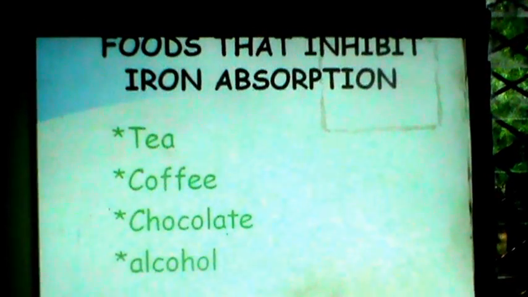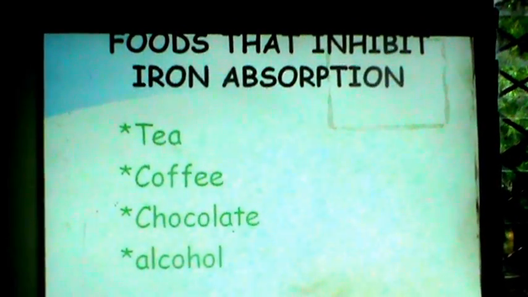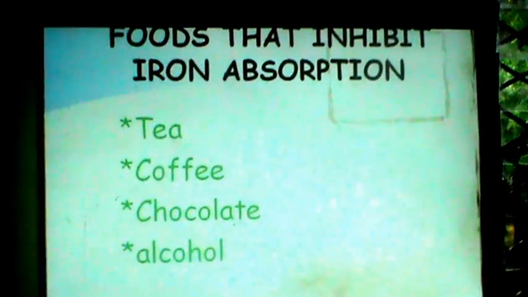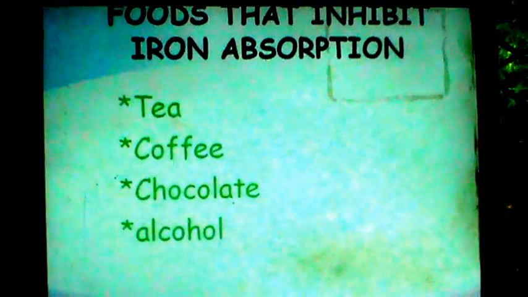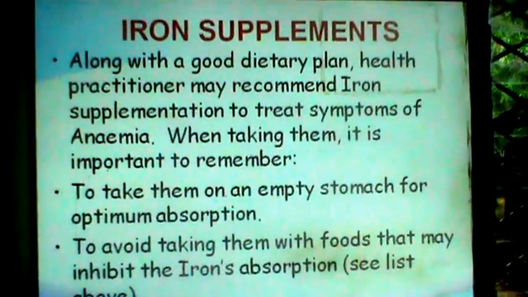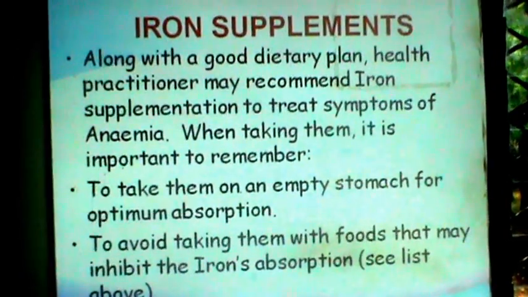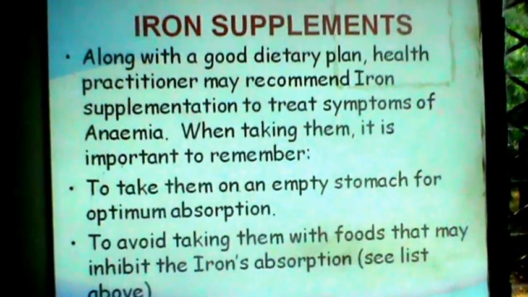In as much as we are fighting the challenges of anemia, we are recommended not to take the following foods because they hinder the absorption of iron in the body. Tea is one, coffee, chocolate, and also alcohol. These items are not supposed to be taken when we are suffering from anemia.